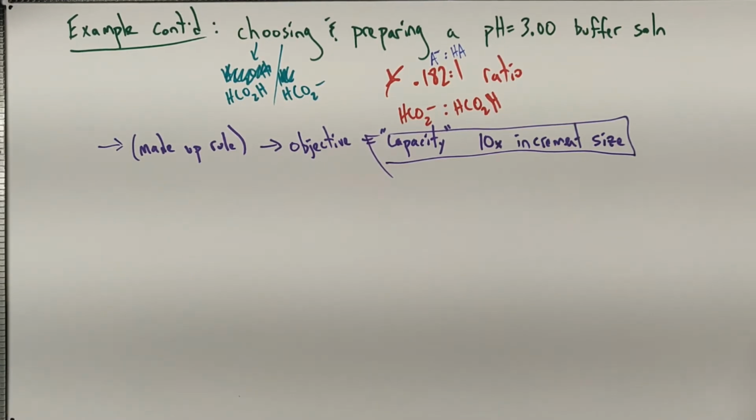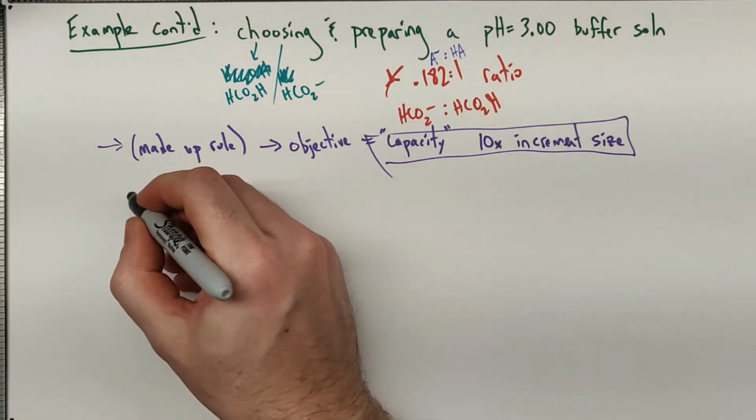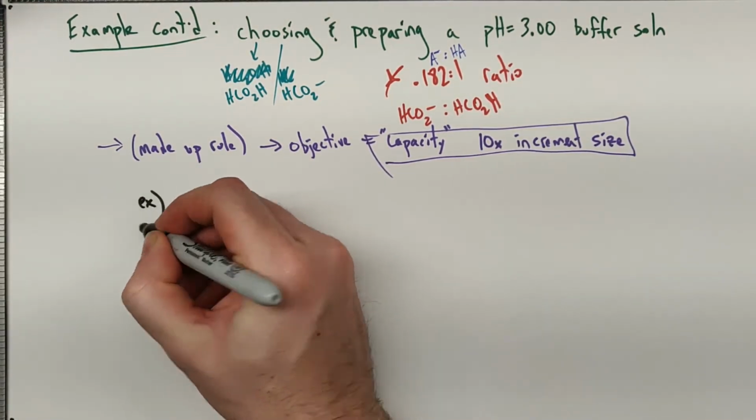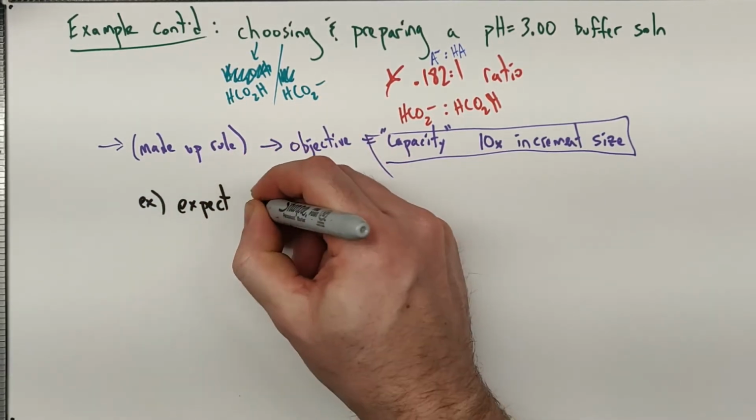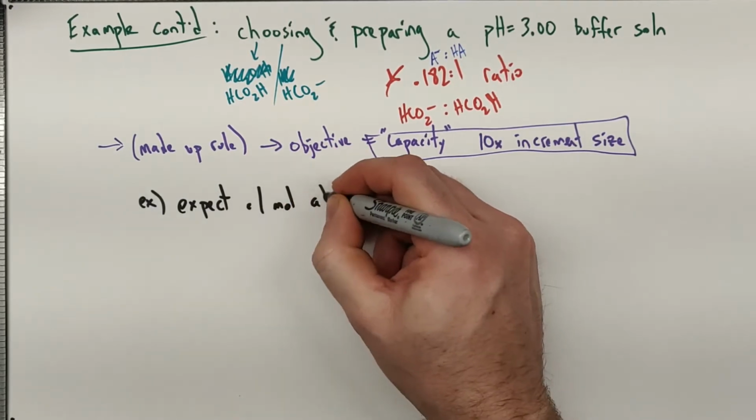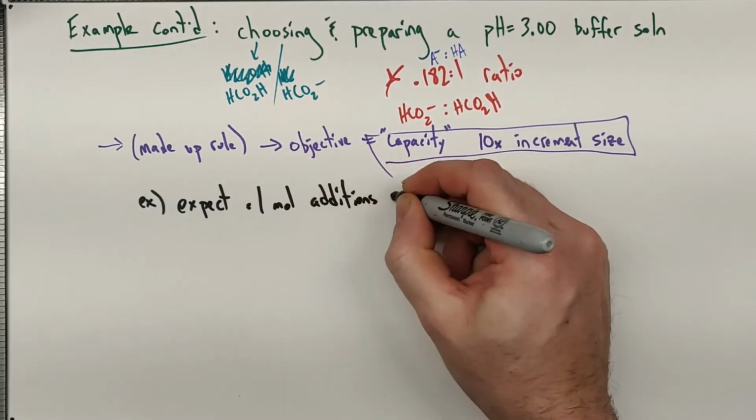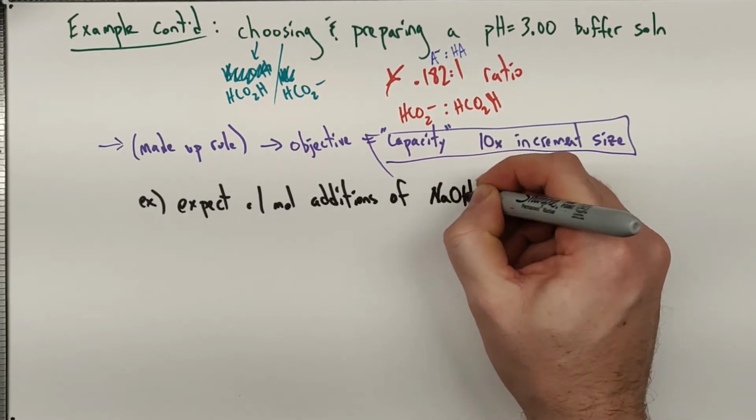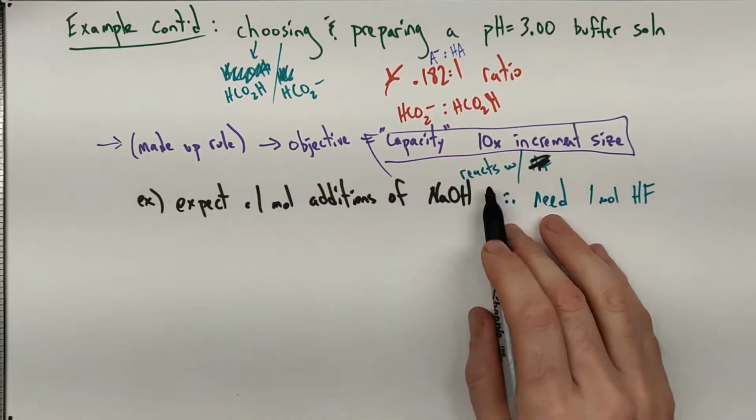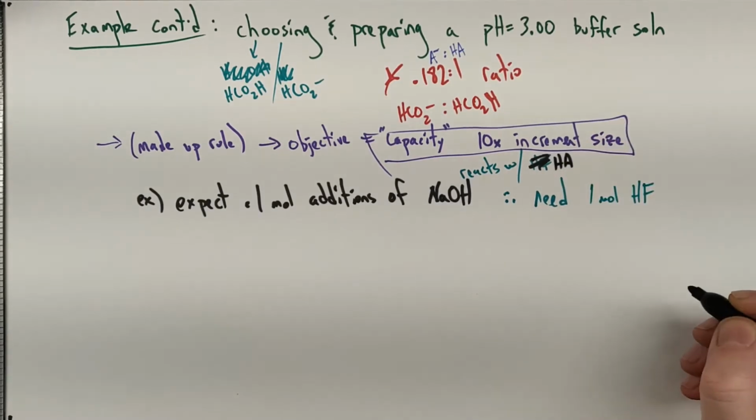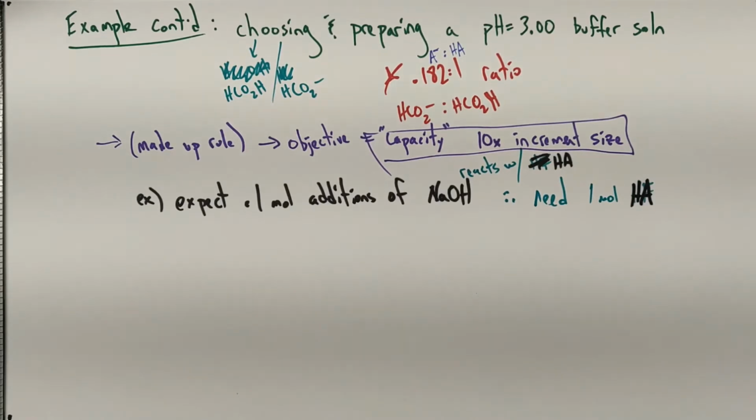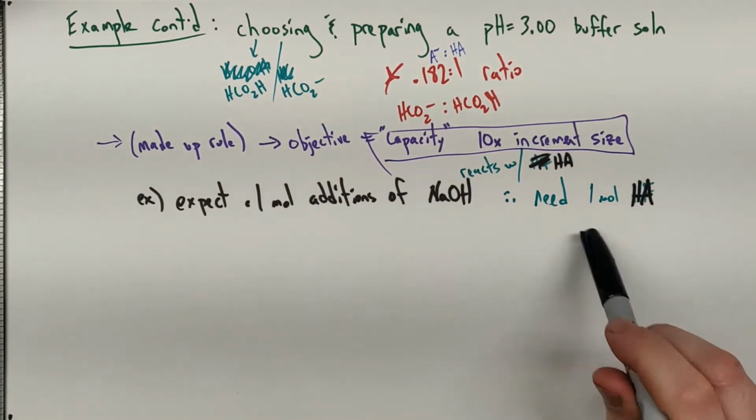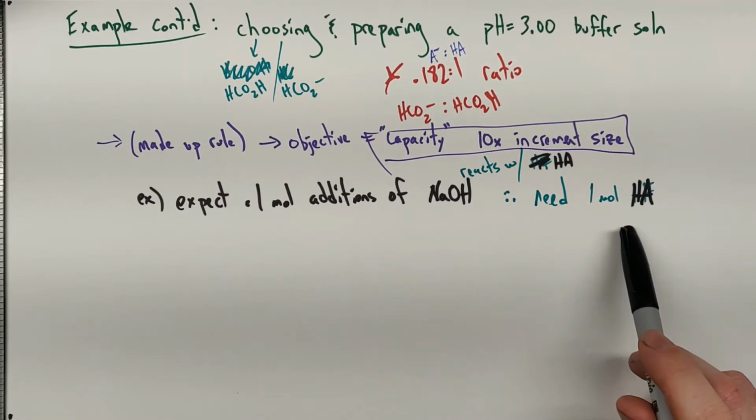So here are some examples of that, where maybe, for example, we have additions, so we expect 0.1 mole additions of NaOH. And that NaOH reacts with HA, in this case our formic acid, so we need 1 mole of HA. You can see I accidentally wrote HF because I'm so used to writing it.